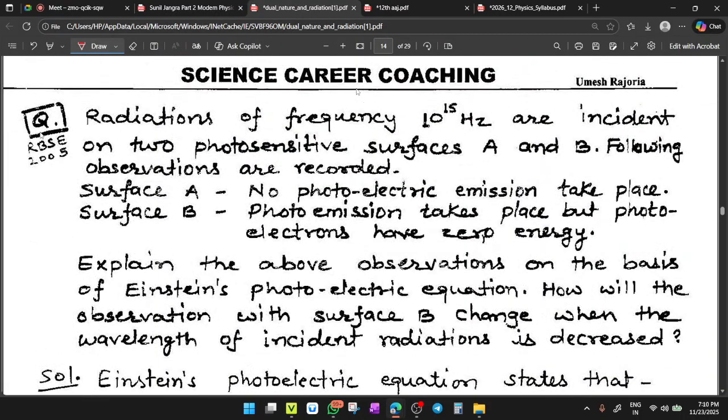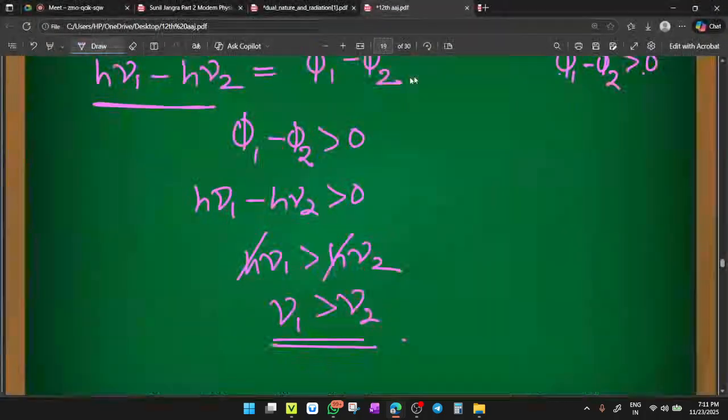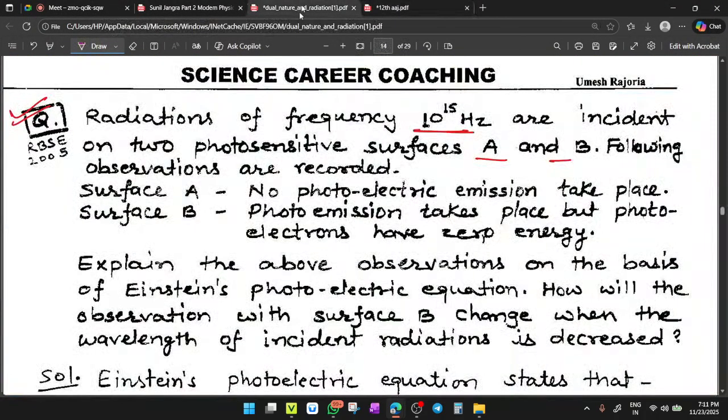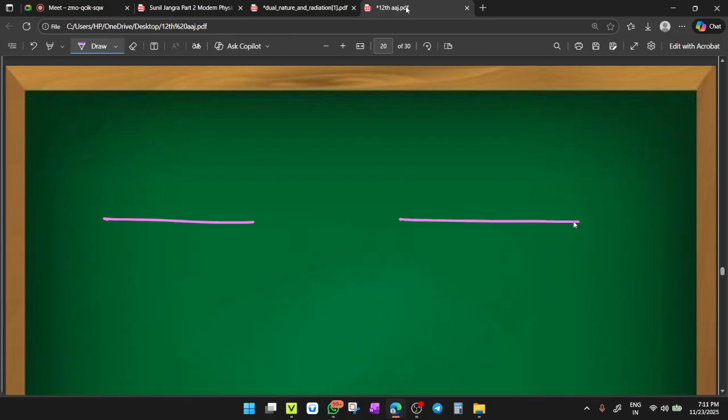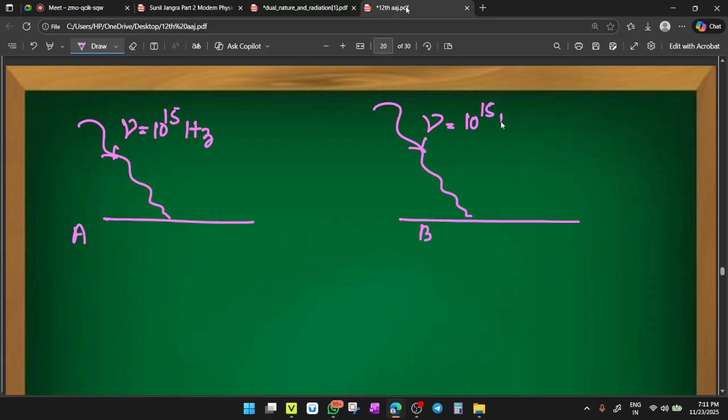Next question, students. Radiation of frequency 10 to the power 15 Hz is incident on two photosensitive surfaces A and B. Following observations: first, for surface A, no photoelectric emission takes place. For surface B, photoelectric emission takes place, but the photoelectrons have zero energy. So see what is happening here. Radiations of frequency 10 to the power 15 Hz are incident on the two photosensitive surfaces A and B, and here also nu equals 10 to the power 15 Hz.